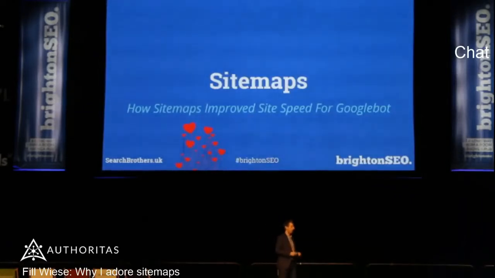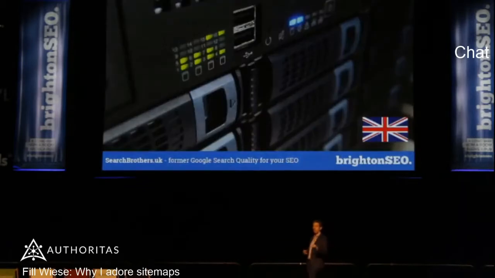Another situation that arose where sitemaps really helped us out was improving page speed, specifically for Googlebot. So we had this website which was based here in the UK, with servers in the UK to be close to users.